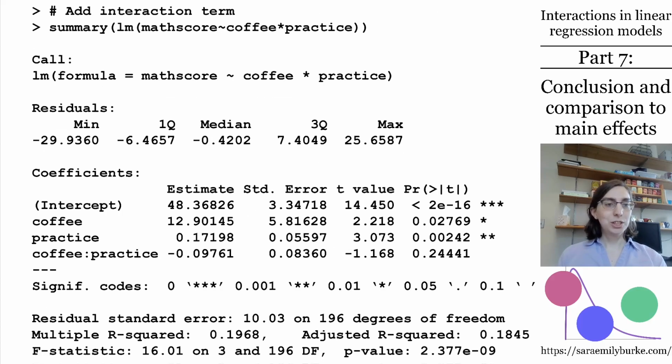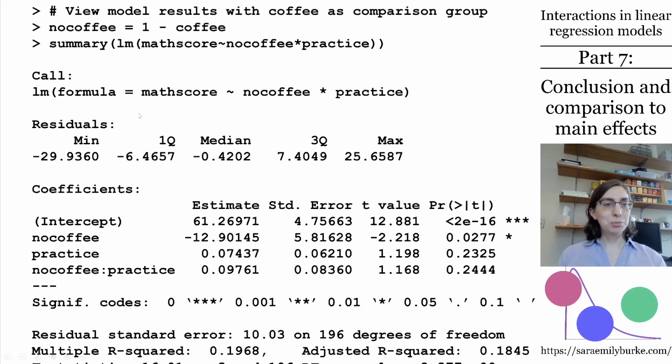When we were looking at no coffee drinkers, practice had a statistically significant relationship with test scores. When we're looking at people who drank coffee, practice did not have a statistically significant relationship with test scores. And yet the interaction is not statistically significant either, implying that the relationship between practice and test scores was not significantly different depending on whether the student drank coffee or did not drink coffee.